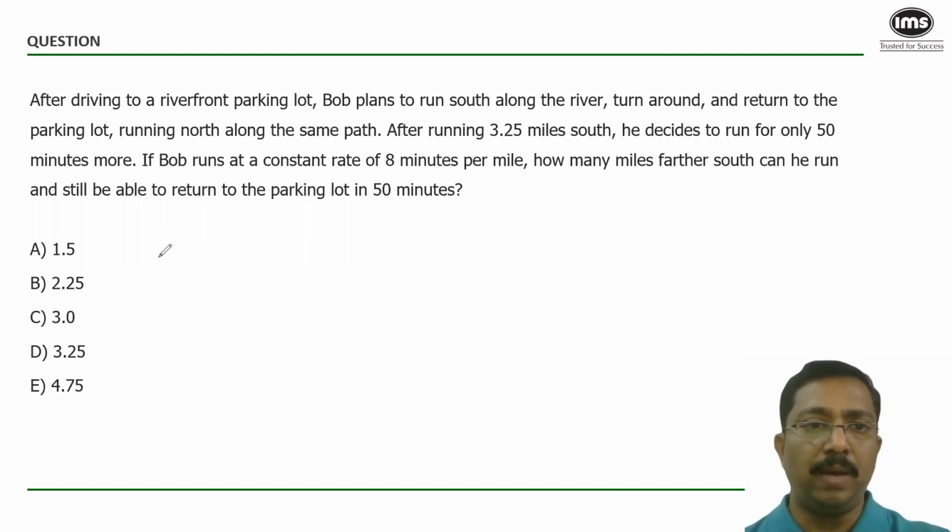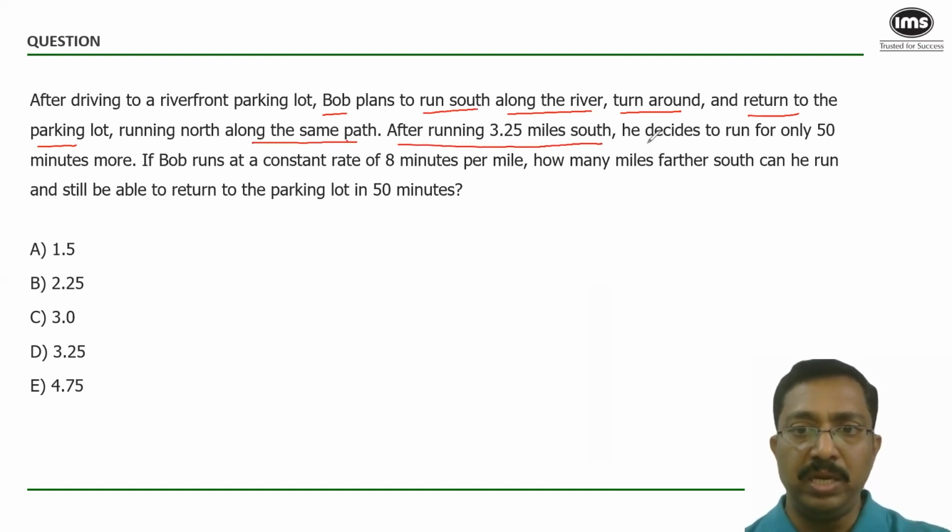All right, coming to this question, it's given that Bob runs south along the river, turns around, and returns to the parking lot, running north along the same path. After running for 3.25 miles south, he decides to run for only 50 more minutes. Bob runs at a constant rate of 8 minutes per mile, and the question asks how many miles further south can he run and still be able to return to the parking lot in 50 minutes.